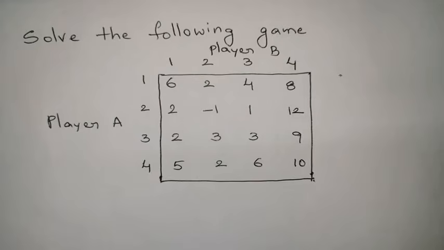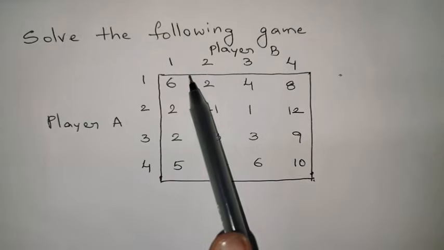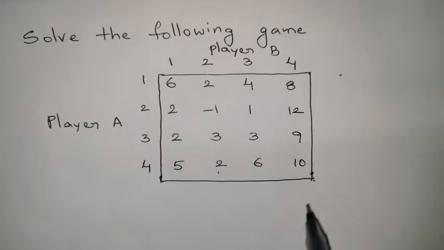Now let us solve this game. Here is the payoff matrix for the given game. Player A has 4 strategies, and similarly player B also has 4 strategies. So the order of the payoff matrix is 4 by 4. Now I want to solve this game.